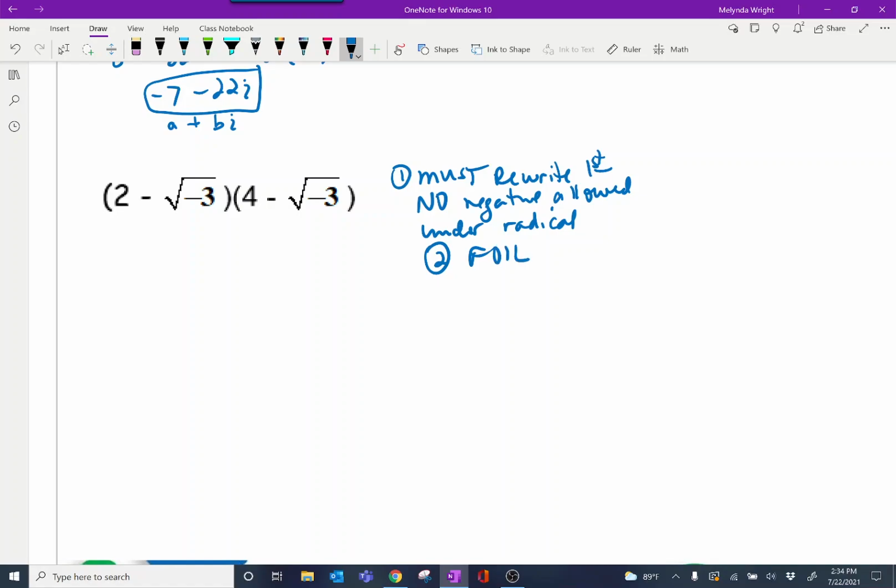So let's rewrite first. So 2 minus, we've got this comes out as an i root 3, and then 4 minus, and that comes out as an i. Okay, very good. We did our first thing, we rewrote. Now we're going to FOIL. So 2 times 4 is 8. 2 times negative i root 3 is negative 2i root 3. And then we've done this part.